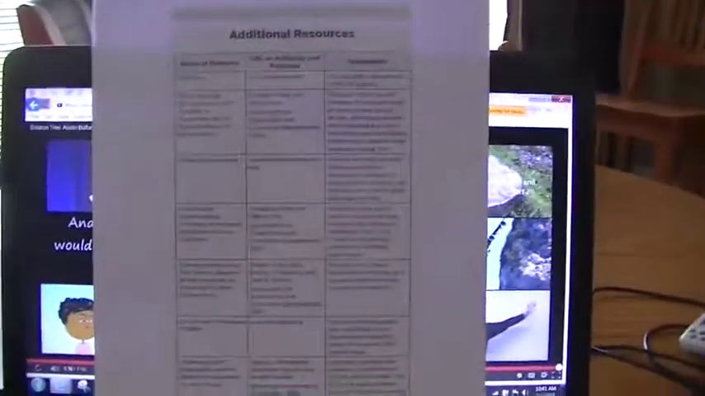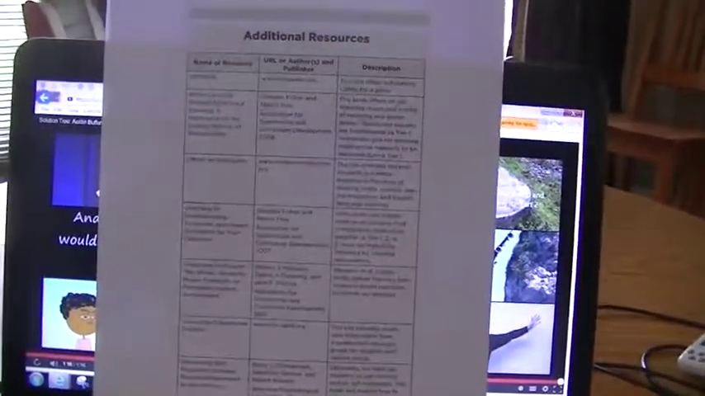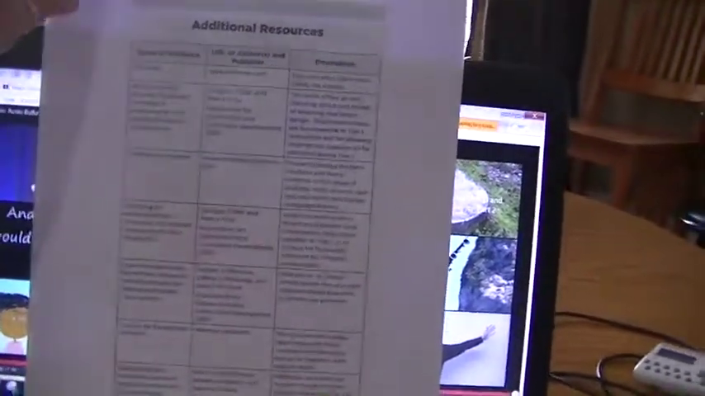Here is another handout that has additional resources on it. And these resources are basically websites that you can go to find some more information about RTI. And there's 2 pages of that. Actually, more than that. 3, 4.